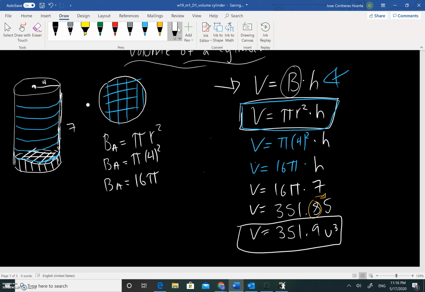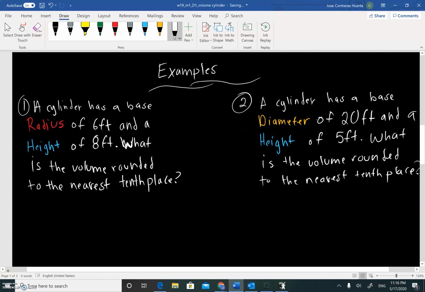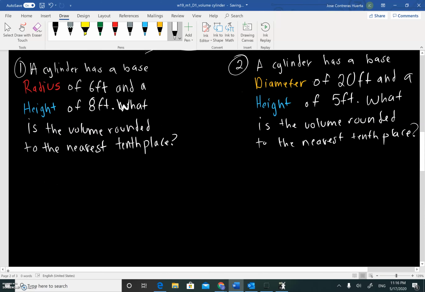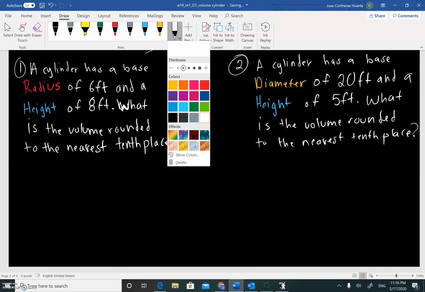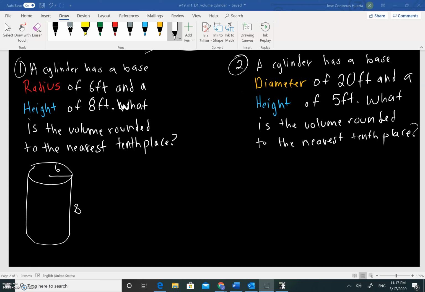All right, so now let's go over some quick examples. The first one: a cylinder has a base radius of 6 feet and a height of 8 feet. What is the volume rounded to the nearest tenth place? So we start these problems by drawing a diagram. I'm going to draw a cylinder like this. Now my radius is 6 and my height is 8. Each one of these is in feet.